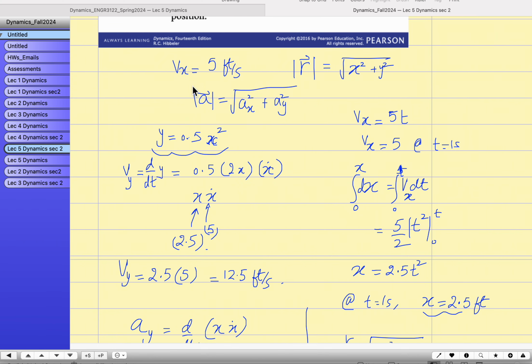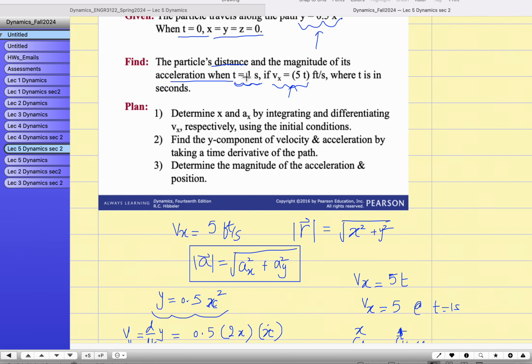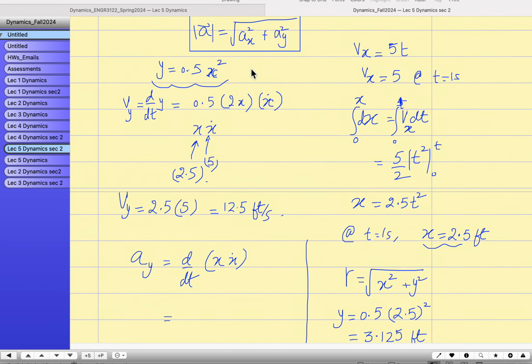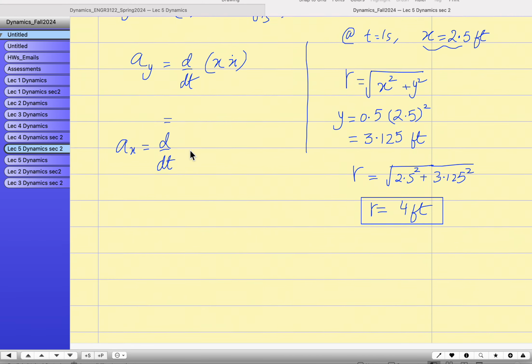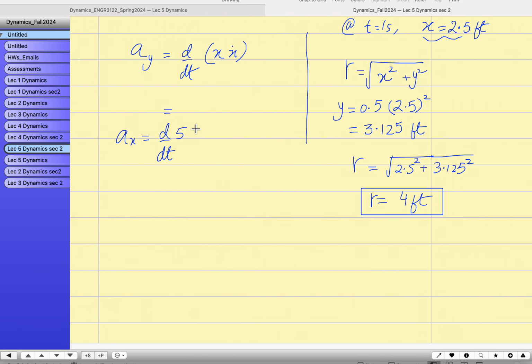Let's plug everything into this formula to find the second part. It is asking you to find the magnitude of the acceleration. We have found the particle distance, which is 4 feet. The magnitude of the acceleration we have to find. So let's see, ax, you have to take the time derivative of vx, which is equal to what? 5 times t. You agree with me? So the derivative of 5t is equal to 5.